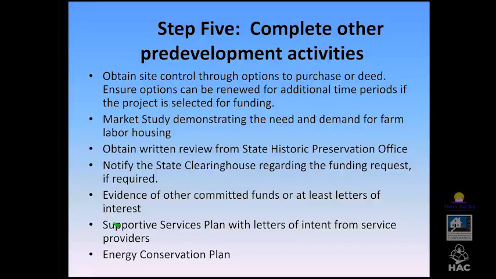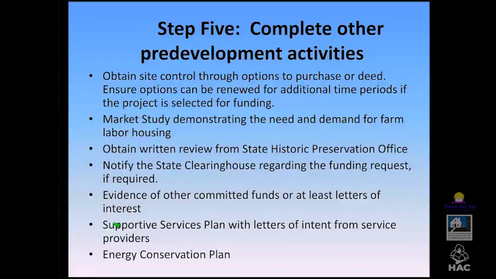And then there's a whole bunch of other things that have to get done to get your application ready to submit. So obviously you're going to have to illustrate site control, either an option on the land or a warranty deed or something that shows you own the land. If you have an option on the land, just a word to the wise here, this is not something that's going to get funded next month and close the following.